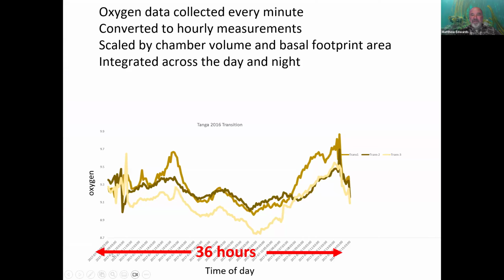And what you're looking at is a 36-hour deployment along the x-axis and the oxygen concentration on the y-axis. And you're looking at 3 replicate chambers. And what we see is during the day, we see an increase in oxygen due to photosynthesis. Plants and seaweeds give off oxygen as a product of photosynthesis.